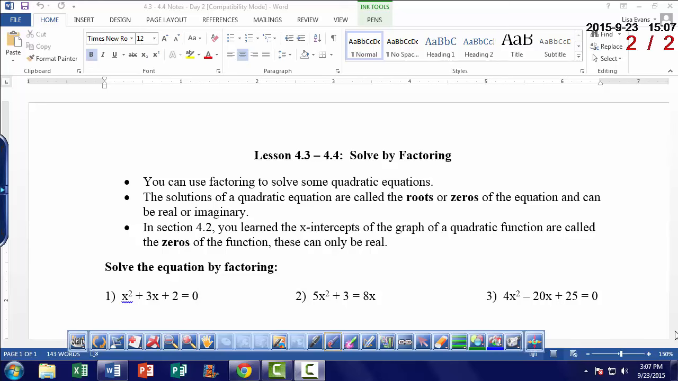quadratic equations. The solutions of a quadratic equation can be called roots or zeros. Zeros of a quadratic equation are when we get real solutions. The zeros are when we have a parabola on the graph and it's where it crosses the x-axis. We're going to talk a little bit more about this as we do more problem solving with quadratic equations in this unit. For right now, let's go ahead and get started with our solve by factoring.